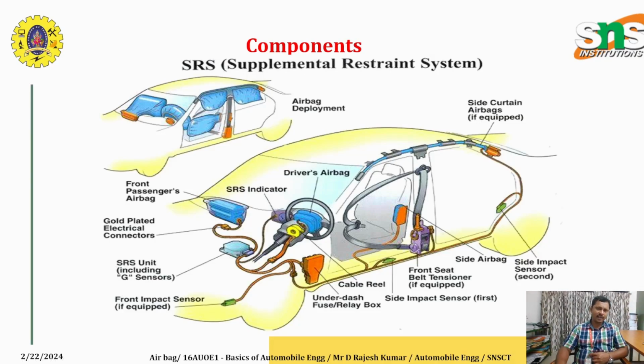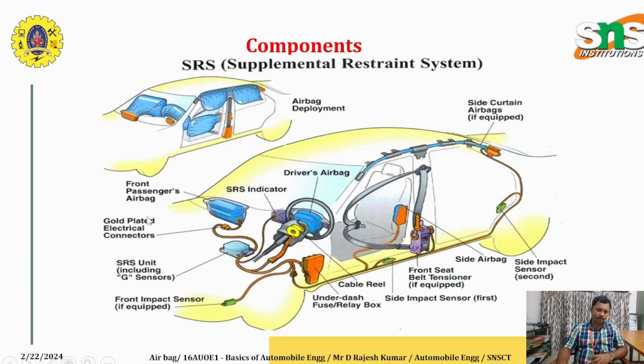Basically, in the past decade, only airbags for the drivers were provided. Nowadays, at the next stage, airbags are provided for all the passengers. And today, we have the curtain airbag, the side airbag, the knee airbag, etc., so that it protects all the passengers in the event of an accident.